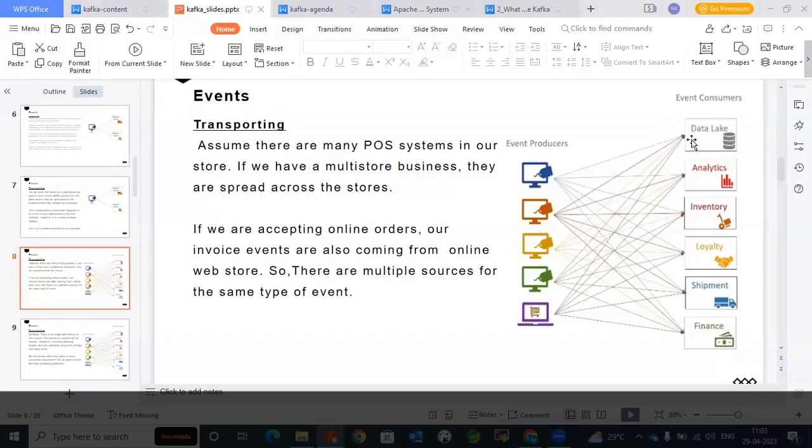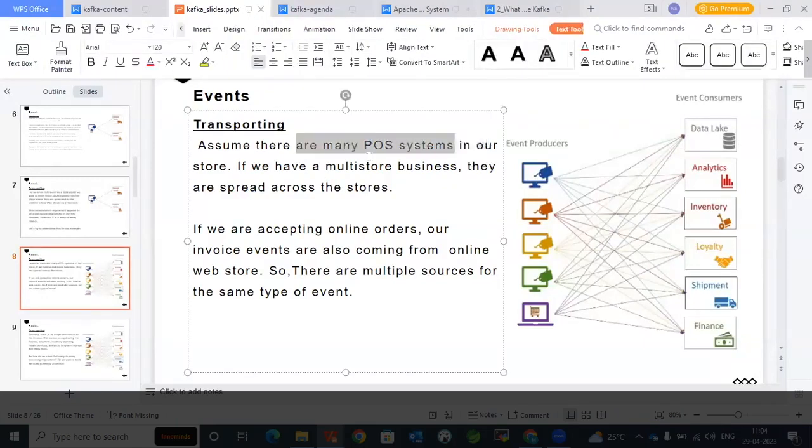Here, if you can see, one POS is sending the data to the data lake. The same POS is sending the data to analytics. The same POS is sending the data to inventory. See these blue lines, observe the blue lines carefully. And this POS is sending the data to shipment and then finance. Similarly, this orange one is sending the data to the data lake, analytics, inventory, loyalty, shipment, and then finance. Likewise, many POS machines will send the data or events to many other services. It is many to many, right?